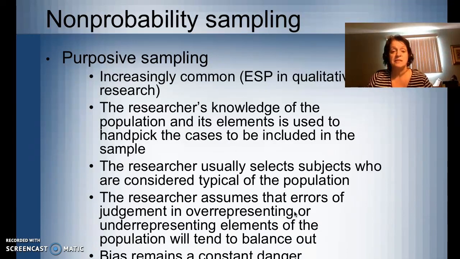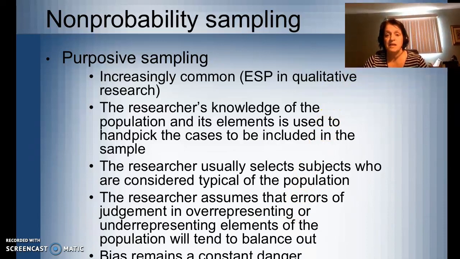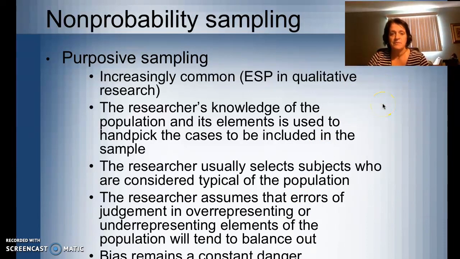So, purposive sampling, again, very common in this paradigm, sometimes seen in the quantitative paradigm. The researcher uses knowledge about the population and its particular elements to hand-pick cases. The researcher selects subjects who are considered typical of the population, as opposed to sticking up a sign, first come, first serve, which may not get typical participants. The researcher does assume that errors in judgment are made, overrepresenting or underrepresenting certain elements, but that they would balance out, and acknowledges that there is a possibility of bias.